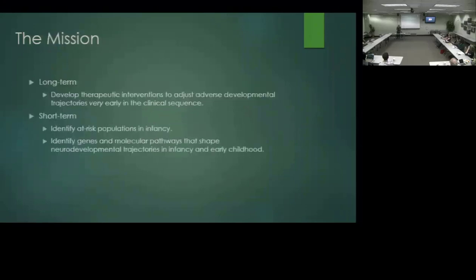And keeping that in mind, the mission of our lab in the long term is to develop therapeutic interventions that could actually adjust atypical neurodevelopmental trajectories early in life. But to do that in the short term, first we have to learn how to identify at-risk populations in infancy, so you actually know who you can intervene with. And second, we need to understand the genes and molecular pathways that shape neurodevelopment in these key periods, because that's going to give us what our targets might be.